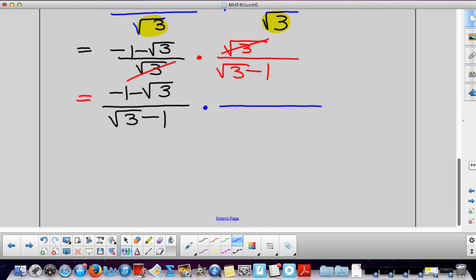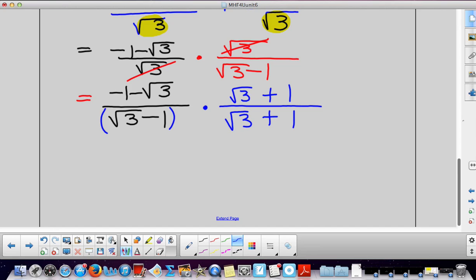In order to cancel out the radical in this denominator, we have to multiply both numerator and denominator by the conjugate binomial. Remember last year, conjugate binomial is you're going to have the exact same terms, however, opposite signs. So instead of a negative 1, this is going to be positive 1, positive 1. And you're going to have to do FOIL with your radicals.